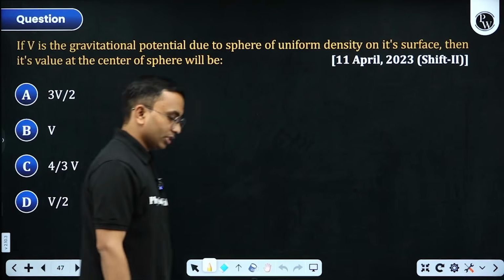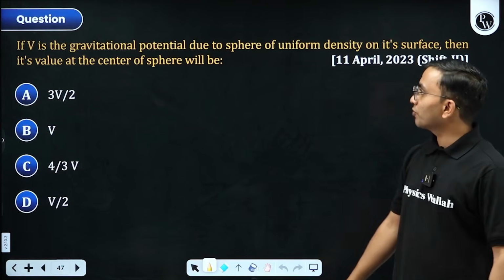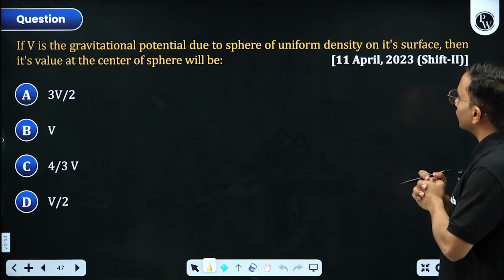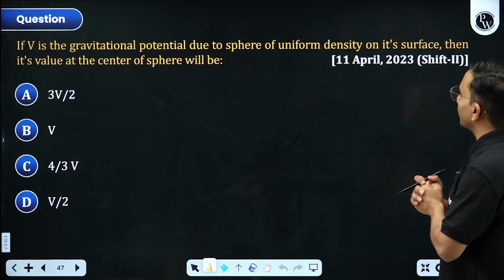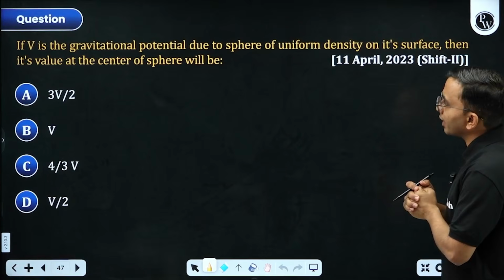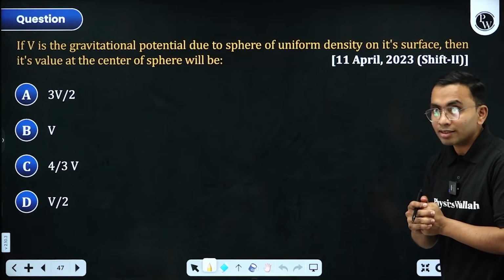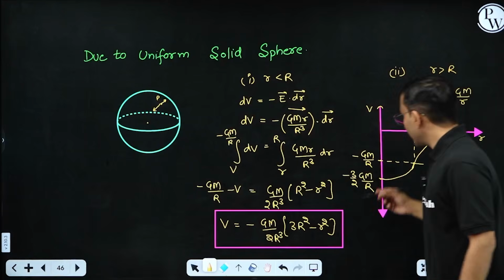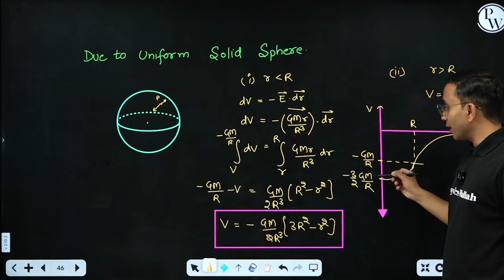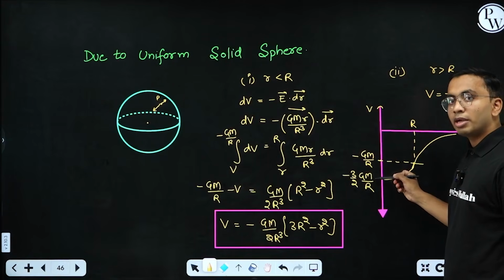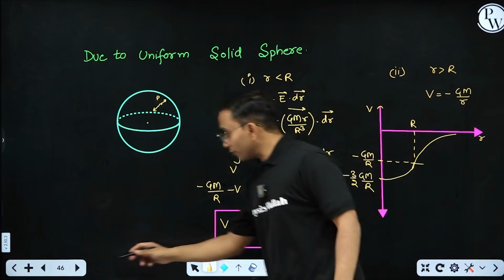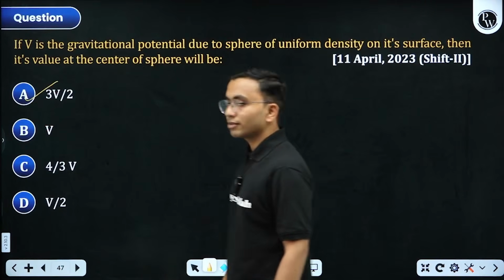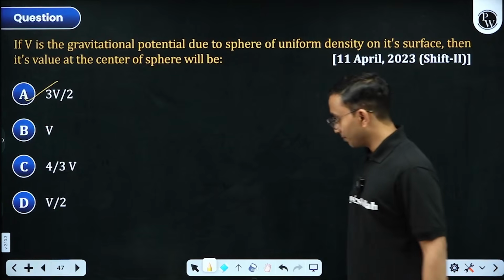Now coming to the questions part, having some of the questions. If V is the gravitational potential due to a sphere of uniform density on its surface, then its value at the center will be, what is it saying? Surface potential is minus GM by R, at center it is minus 3 by 2 GM by R. So therefore at center it will be 3 by 2 times of V. Getting it? Yeah, remember this relation.